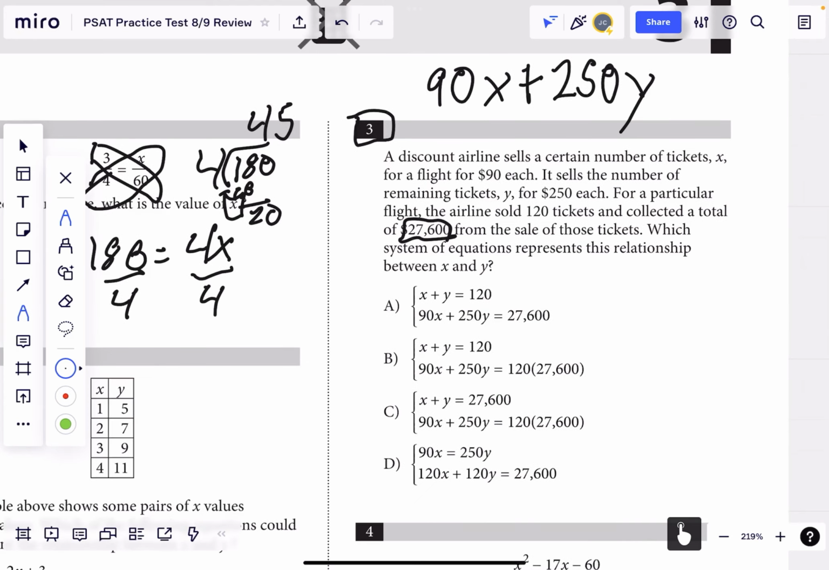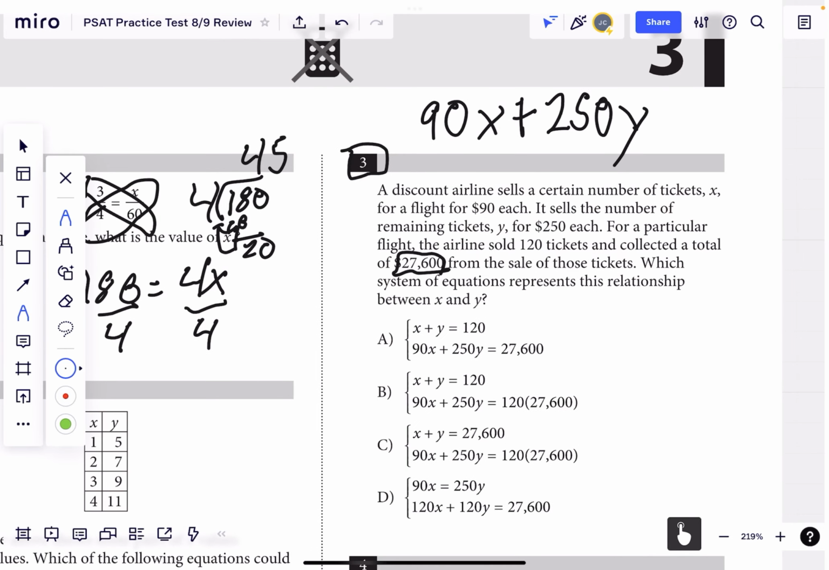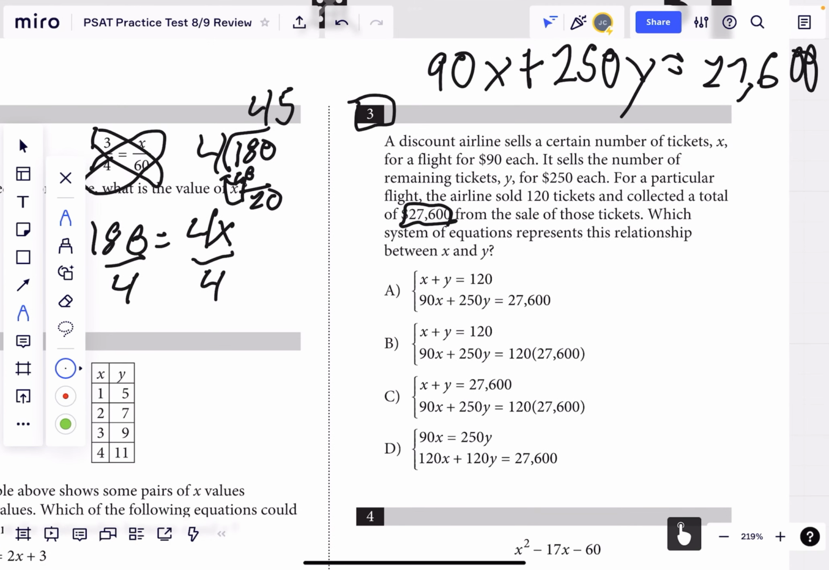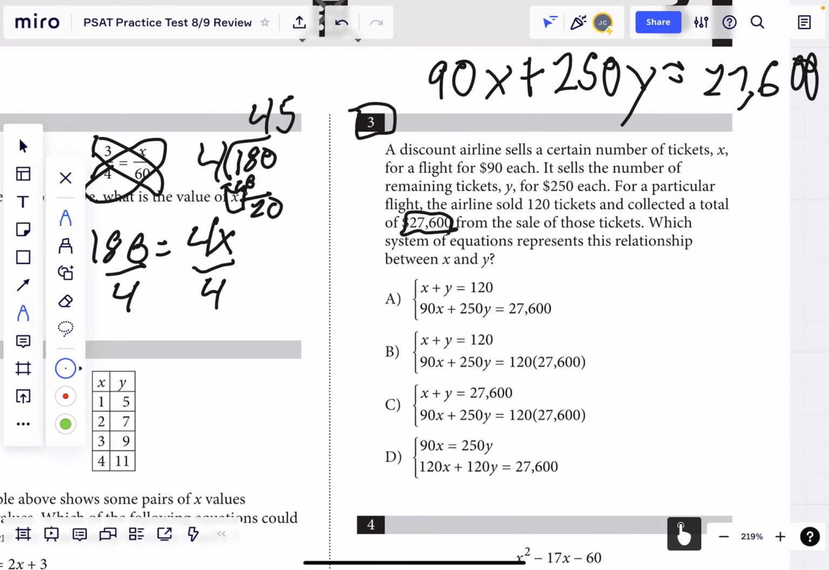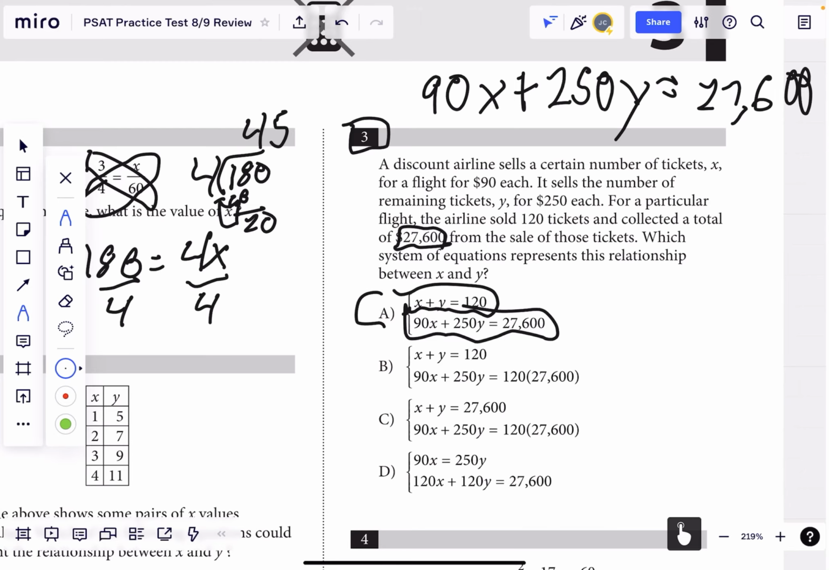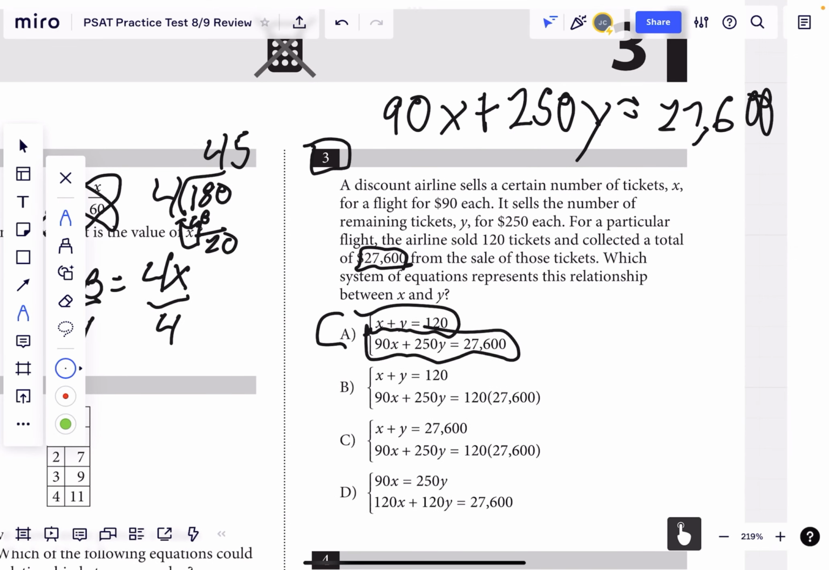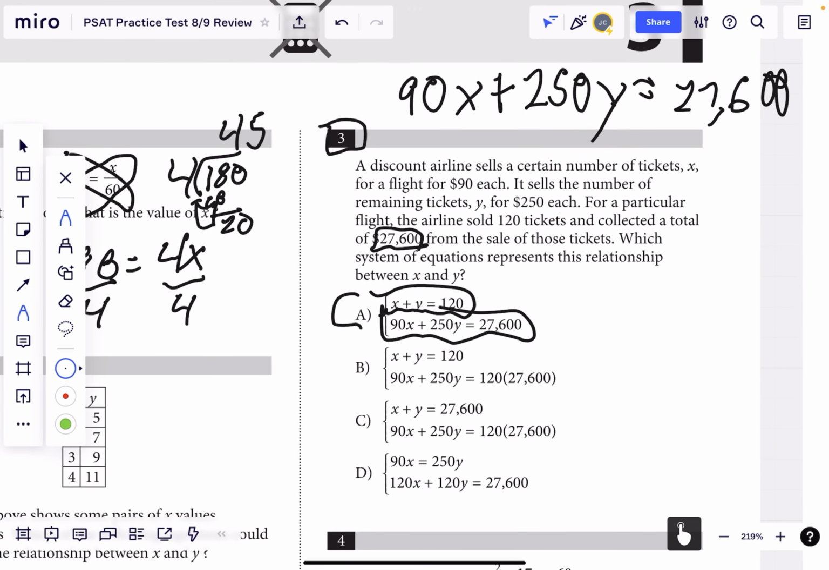$27,600. So we know that 90 times x plus 250y is going to equal $27,600. But the thing with systems of equations is there are two equations at once. So it's going to be one stacked on top of another. You see? How there are two stacked on top of another. But we know that this is part of it. 90x plus 250y equals 27,600.